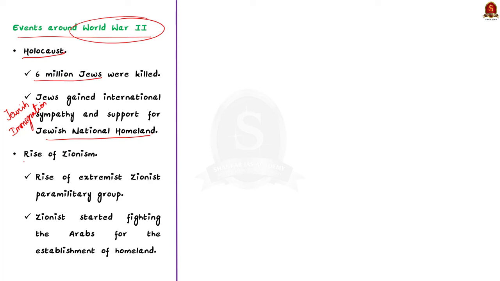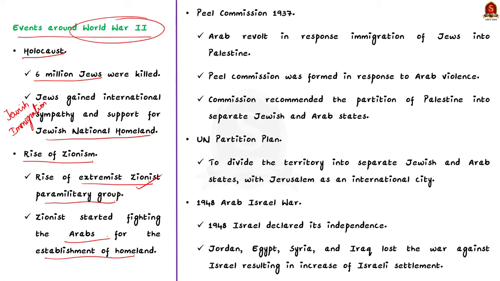Then you can also mention the rise of Zionism. The Holocaust also resulted in creating extremist groups among the Jewish community. So these Zionists organized themselves as paramilitary groups and started fighting with Arabs in Palestine for the establishment of a Jewish homeland. Then you can also mention the Peel Commission of 1937. Due to the increasing Jewish immigration and the rise of Zionism, various resistance erupted in Palestine. These resistance slowly developed into the Arab revolt. Responding to this Arab revolt, the British government established the Peel Commission to investigate the causes and propose solutions.